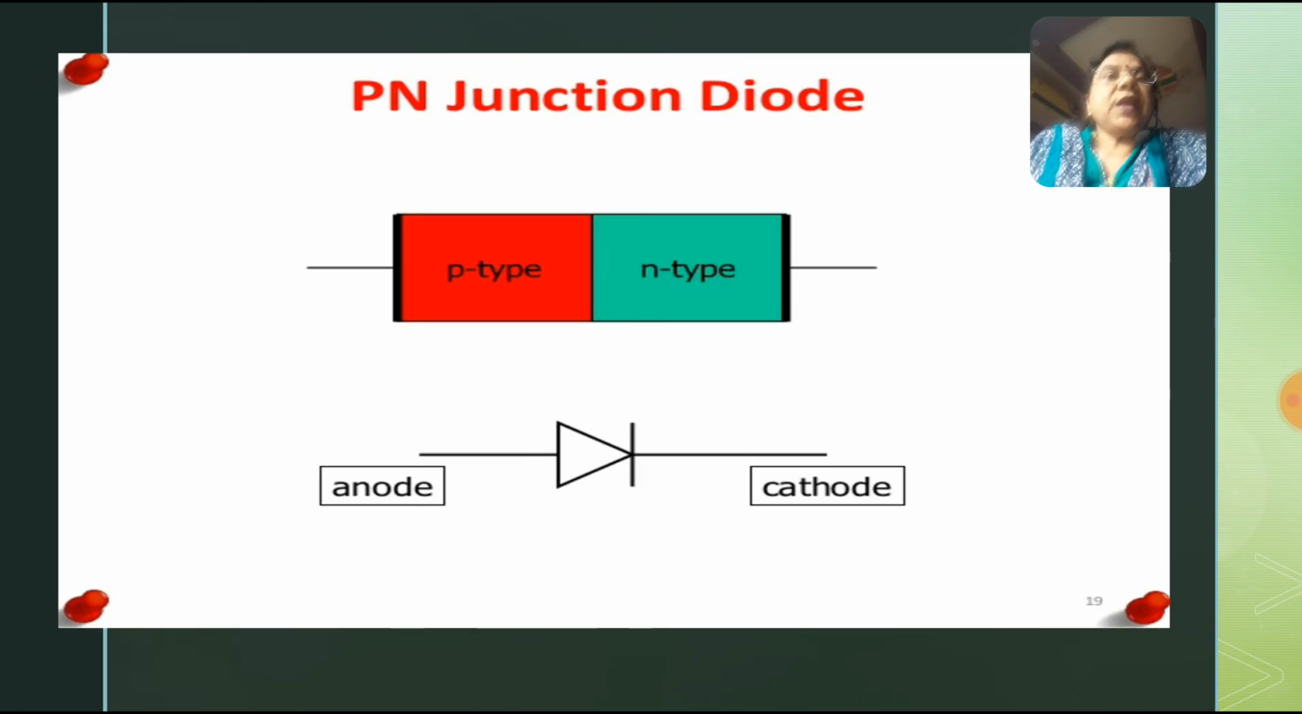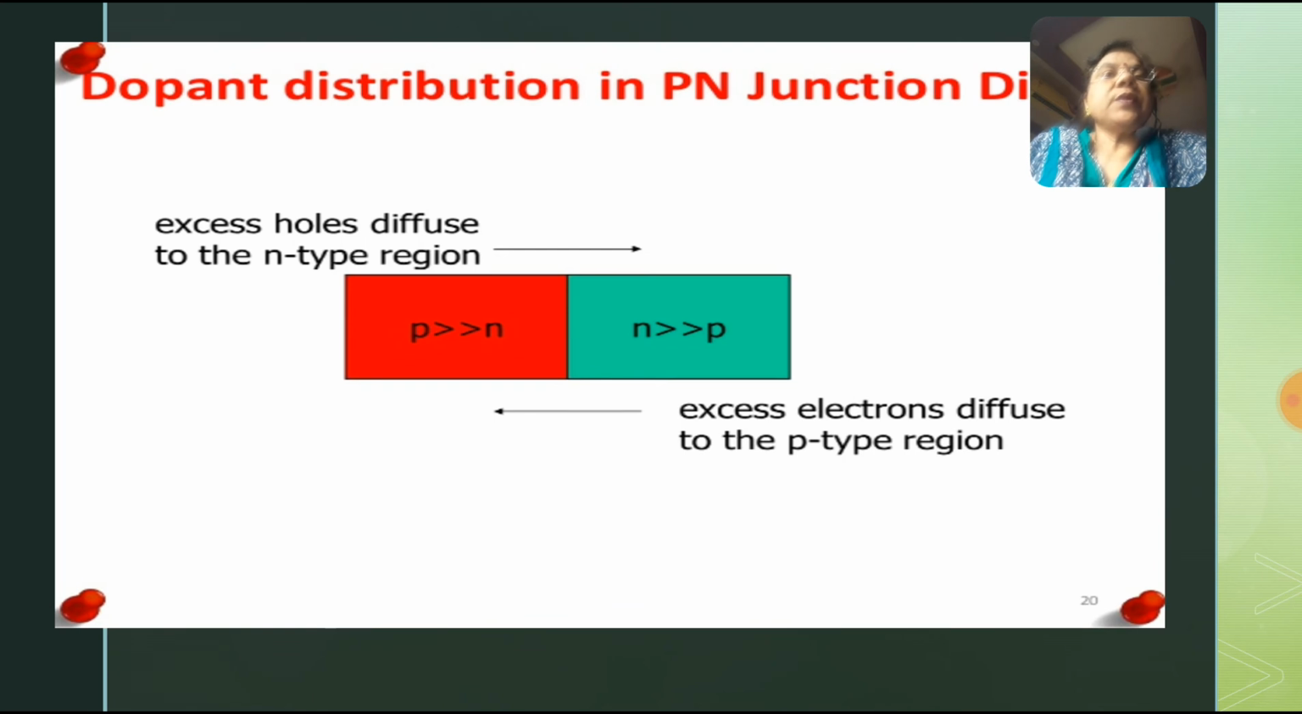Now what is a PN junction diode? It is a p-type and n-type material combined together, so a PN junction is formed. The anode is the positive terminal and the cathode is the negative terminal. The symbol is shown on the screen.